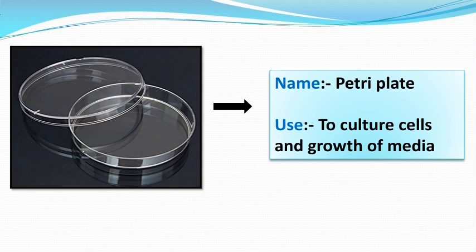Next instrument: these are the glasswares. Petri plate. This is a regular size glass petri plate, used for culturing and growing fungus and bacteria on artificial agar medium. Size of petri plate is normally 90 mm.